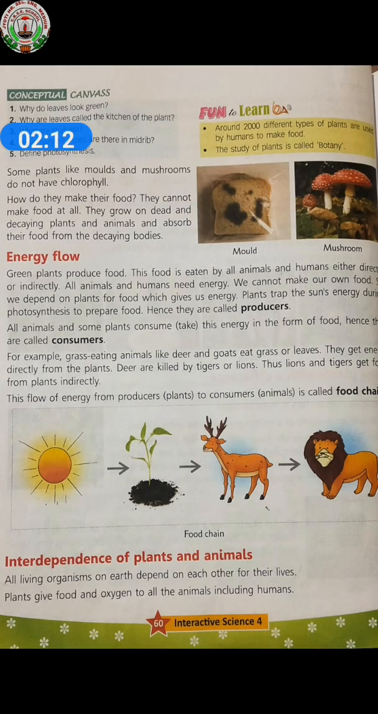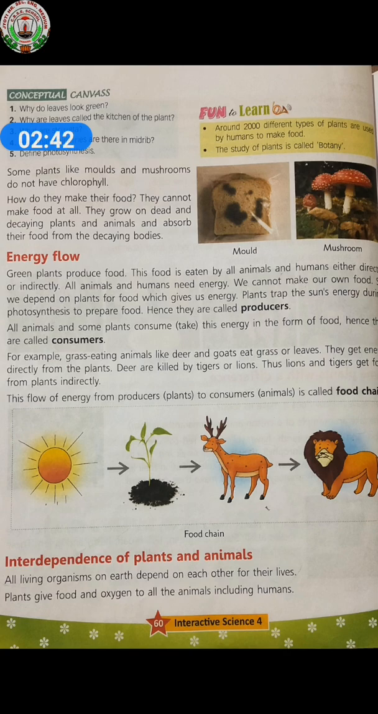Some plants like molds and mushrooms do not have chlorophyll. So how do they make their food? They cannot make food at all. They grow on dead and decaying plants and animals and absorb their food from the decaying bodies. So they get food from the decaying plants and animals.